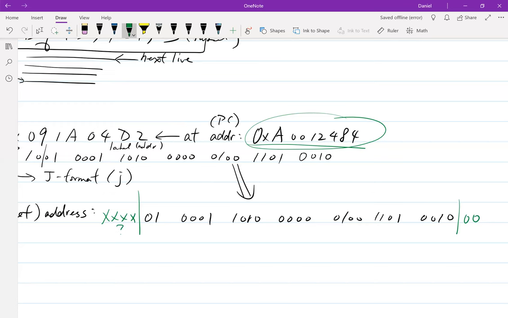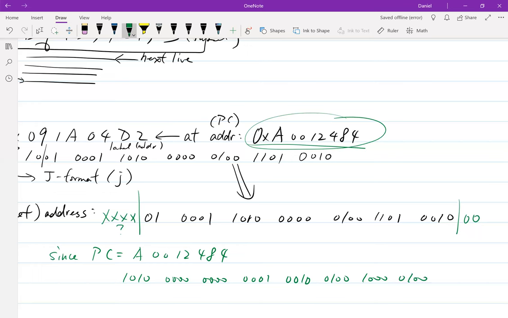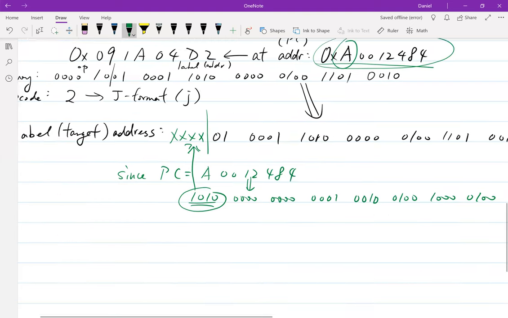So now, since PC equals A0012484, let's write it down: 1010 0000 0001 0010 0100 1000 0100. Okay, so this is the address, right? And you always bring the first 4 bits to here. So that's how we reconstruct the label address, or the target address. The last 2 bits are zeros, and the first 4 bits are always the first 4 bits of the original address of the instruction. So in that sense, you don't really need to convert the whole address into zeros and ones, because all you need to do is grab the first digit of the hexadecimal, which is the A, right? But I just try to illustrate the relationship for you.